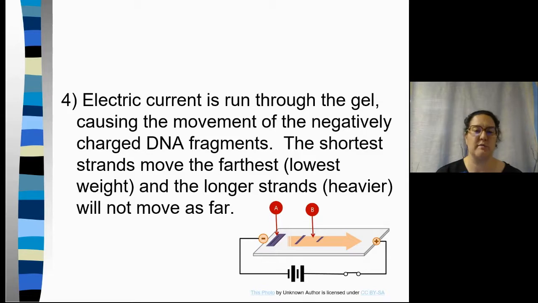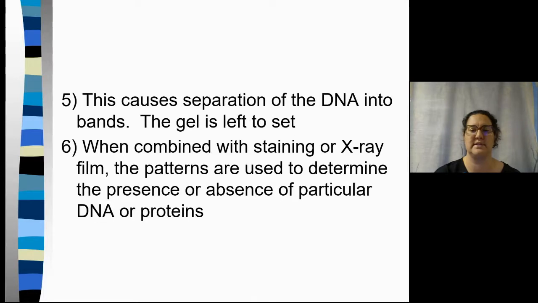The shortest strands are going to move the farthest because they have the lowest weight, and the longest strands, because they're heavier, will not move as far. So imagine you have a bunch of small pieces of paper in your hand, but they're all different sizes, and you blew on them gently. The lighter ones would travel farther, and the heavier ones would travel a shorter distance. So this is going to separate the DNA into its different bands.